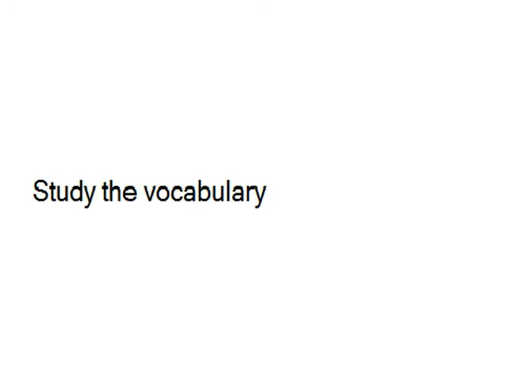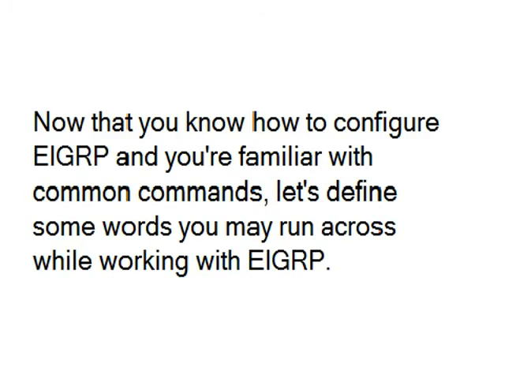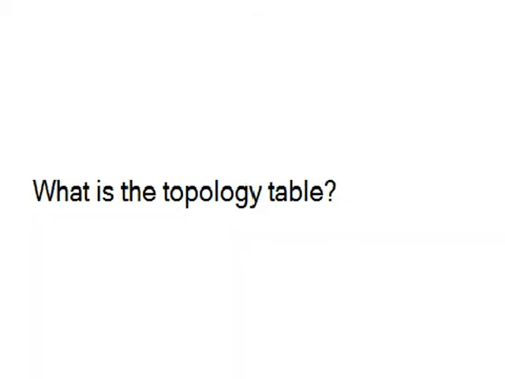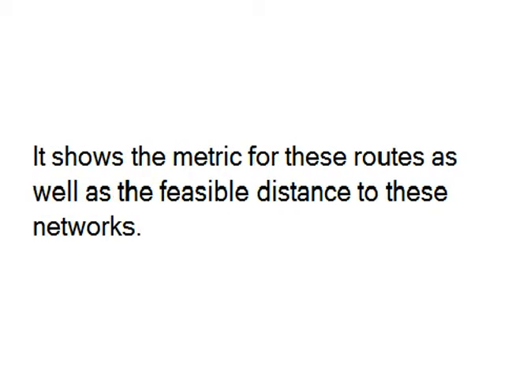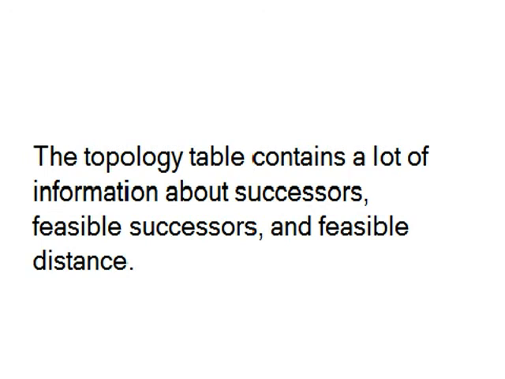Study the vocabulary. Now that you know how to configure EIGRP, and you're familiar with common commands, let's define some words you may run across while working with EIGRP. What is the topology table? Essentially, the topology table is the EIGRP database of available routes received from neighbors. It shows the metric for these routes as well as the feasible distance to these networks. The topology table contains a lot of information about successors, feasible successors, and feasible distance.